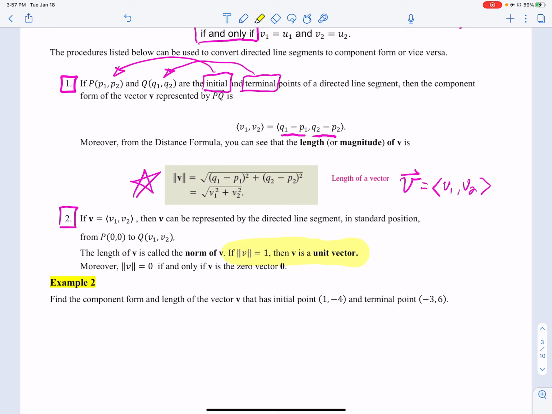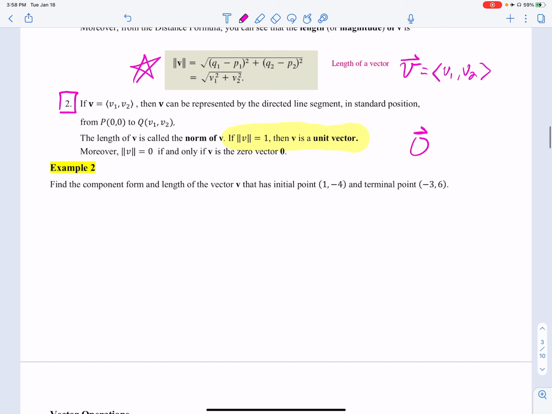A unit vector is a directional vector with a length of 1, meaning unit, right? Just like trig, unit circle. The reason it's called a unit circle is because the radius was 1 all the way around. Moreover, if the magnitude of a vector is 0, then it's called the 0 vector, and I write it like that. All right, the 0 vector, 0 in any direction, just a point.